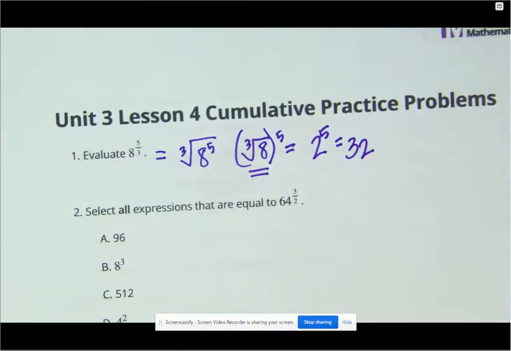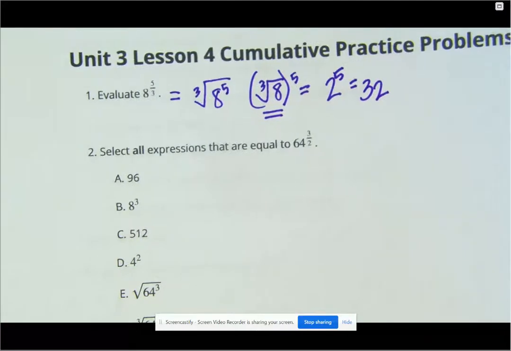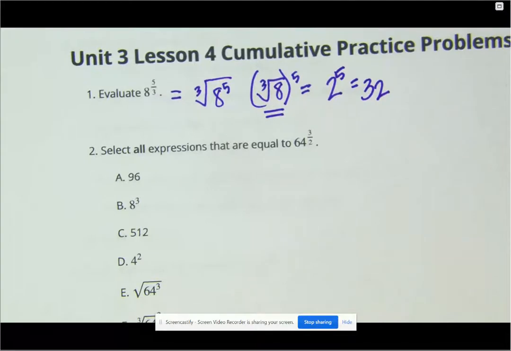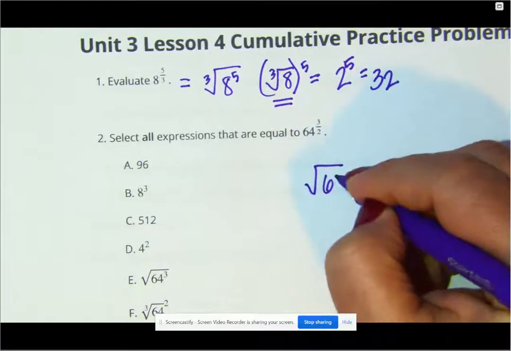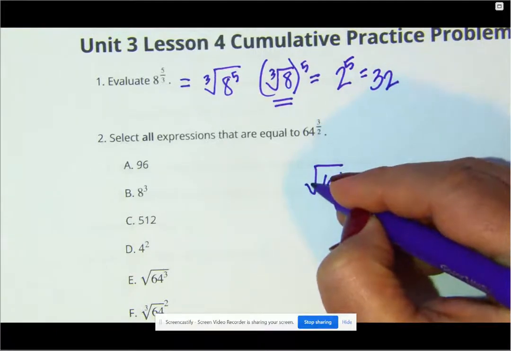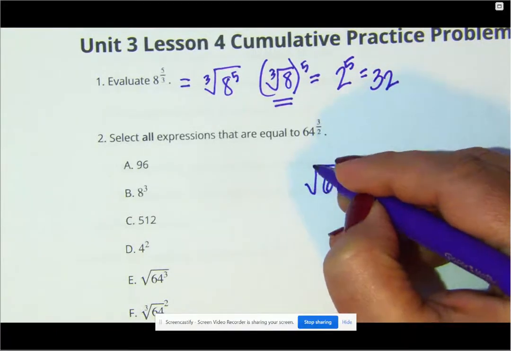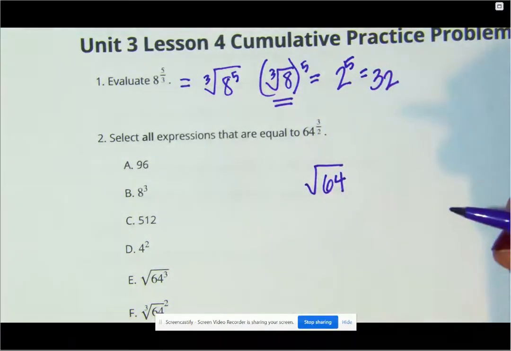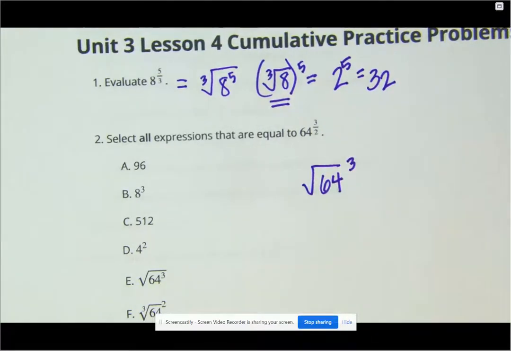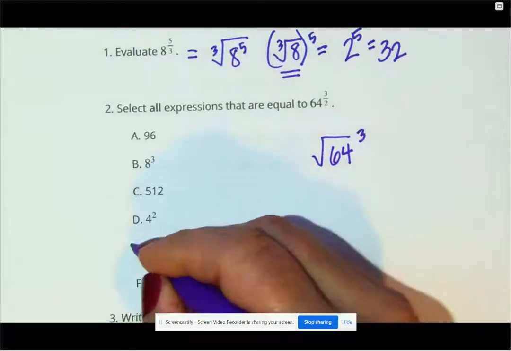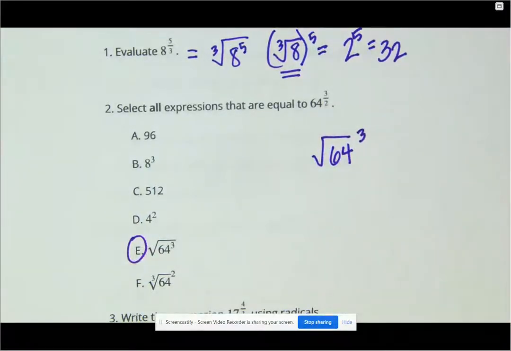Okay, number 2, select all expressions that are equal to 64 to the 3/2 power. Again, I'm going to rewrite this. Okay, so that means I'm taking the square root. Now, when it's the square root, you don't have to put the 2 here as the index. It's sort of implied. It's the smallest root you can take. But if you want to, you can put the 2 there. So this is the square root of 64 to the 3rd. Now let's just stop. Do we see any that are a match there? Yep, E.